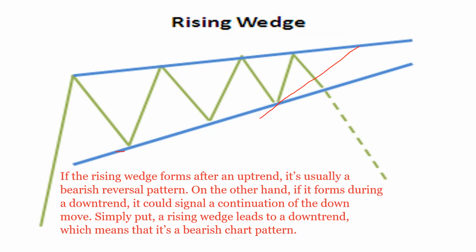If the rising wedge forms after an uptrend, it's usually a bearish reversal pattern. On the other hand, if it forms during a downtrend, it could signal a continuation of the downward move. Simply put, a rising wedge leads to a downtrend, which means that it's a bearish chart pattern. The target for this pattern is the full height of the pattern, like always, but we'll get onto this in a moment.